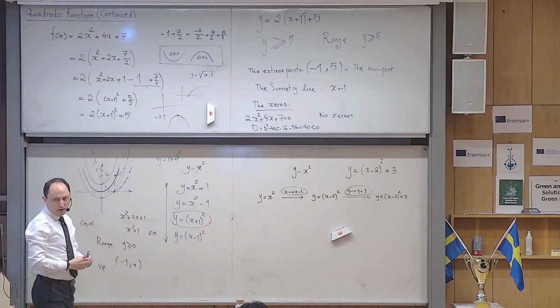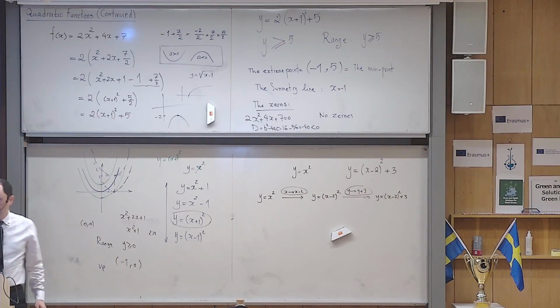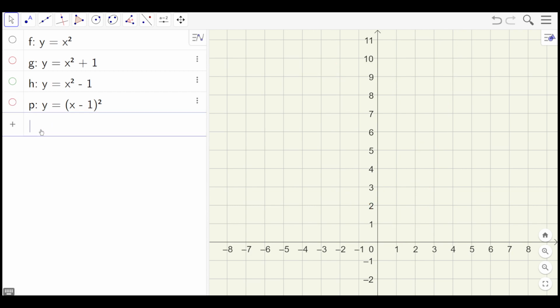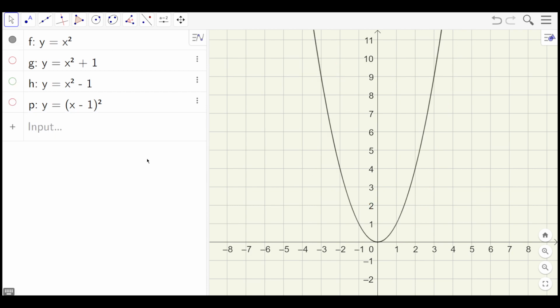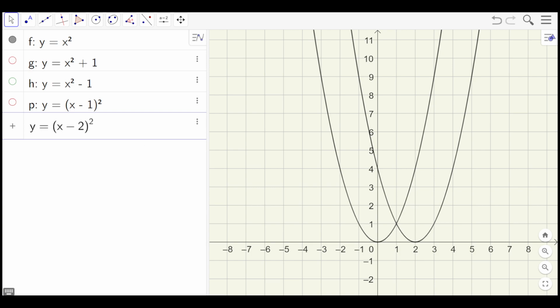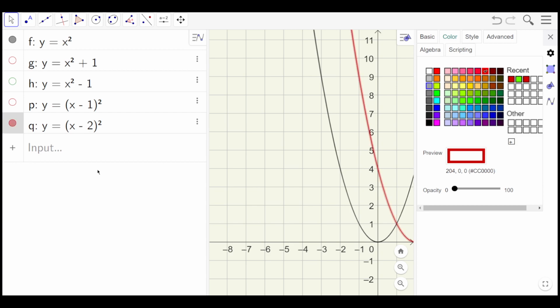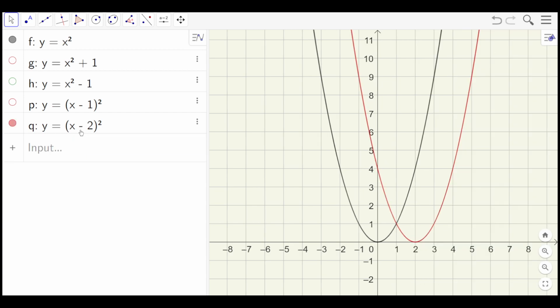Let me just draw it using GeoGebra. That's a nicer picture. So I go to GeoGebra here. Let me take these off, and let me keep this, it is needed. And then let me type that function: y equals (x minus 2) squared. Let me change the color here. So what is happening? For the time being, (x minus 2) squared is the shift of the black one 2 units to the right. Do you feel that?